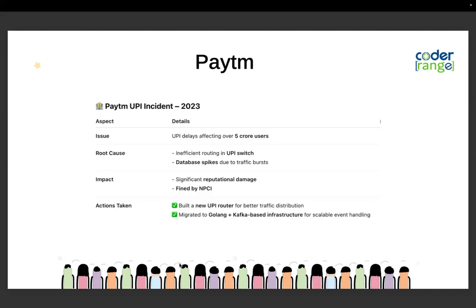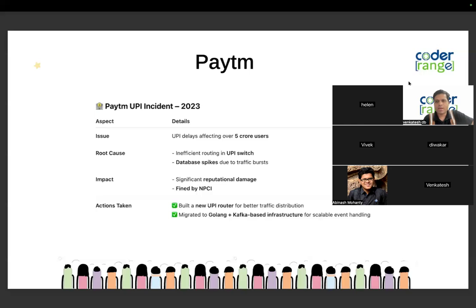The root cause was some inefficient routing in the API, and there were database spike issues. The impact was reputational damage, but I'm going to talk about what the root cause was in the system design.